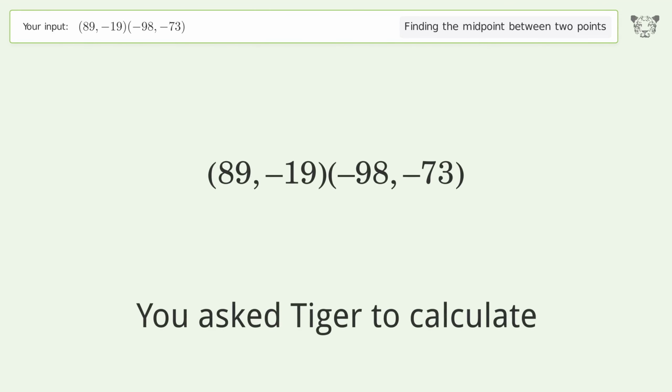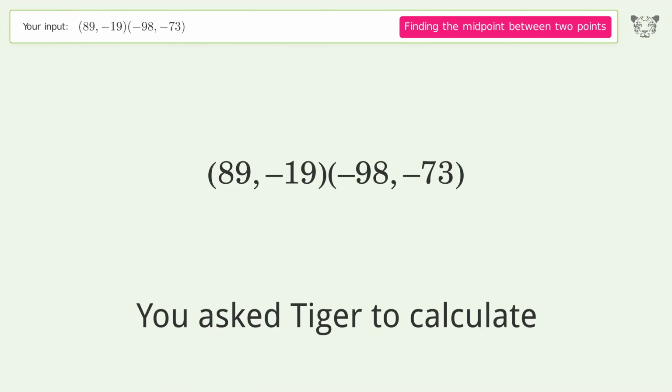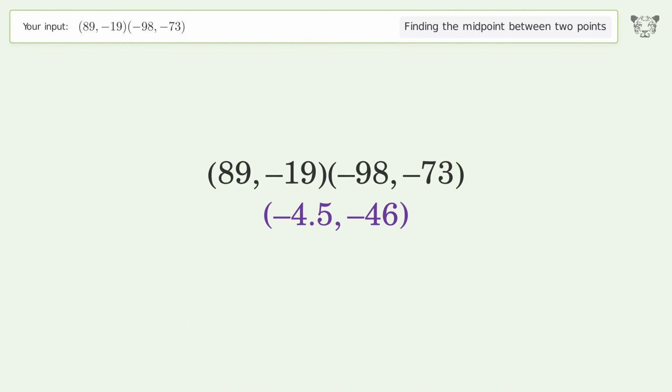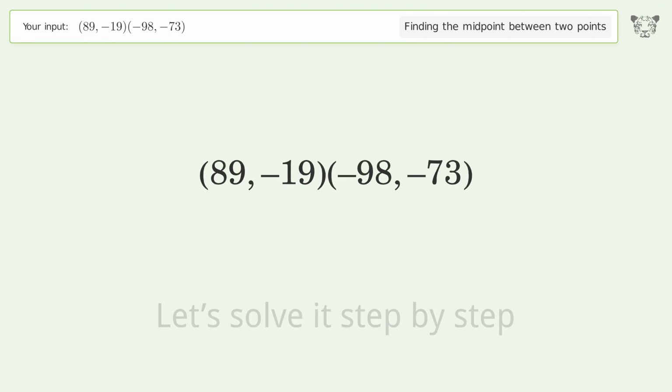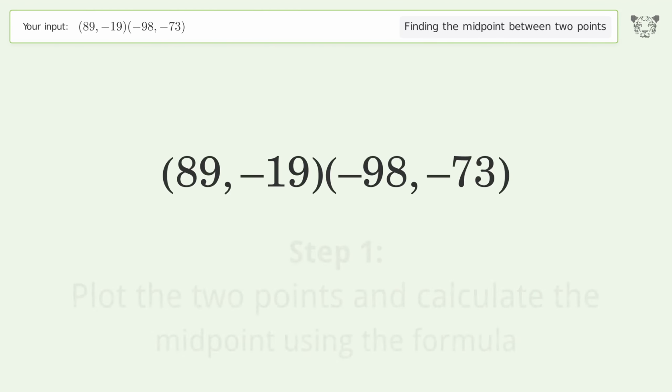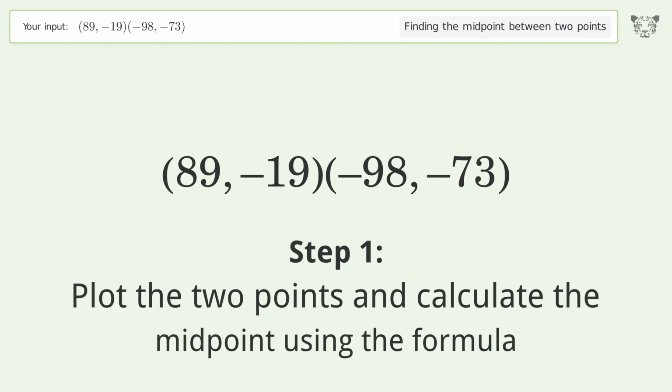You ask Tiger to calculate. This deals with finding the midpoint between 2 points. The midpoint between the 2 points is -4.5, -46. Let's solve it step by step. Plot the 2 points and calculate the midpoint using the formula.